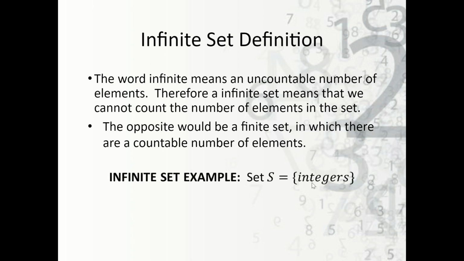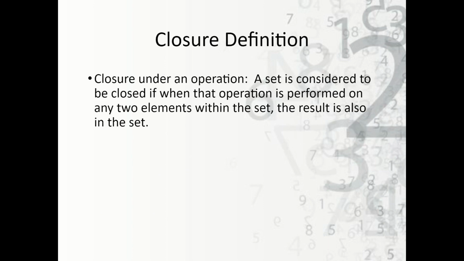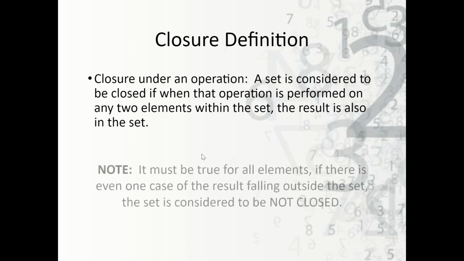So there's no limit to the number of integers we can count. Now, closure definition. What does closure mean? Closure under an operation means a set is considered to be closed if when that operation is performed on any two elements within the set, the result is also in the set.